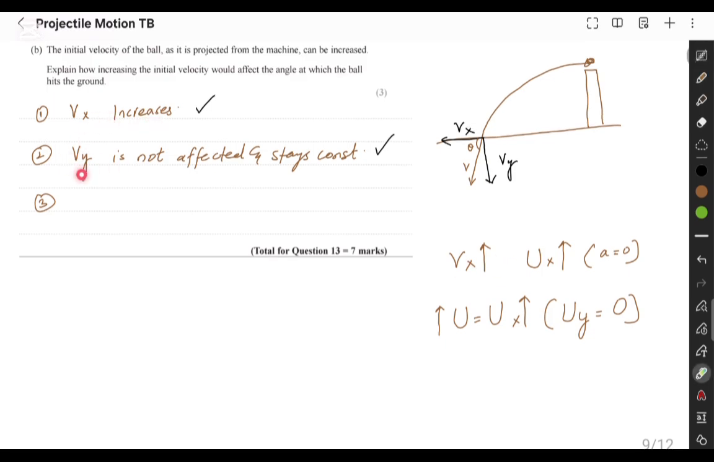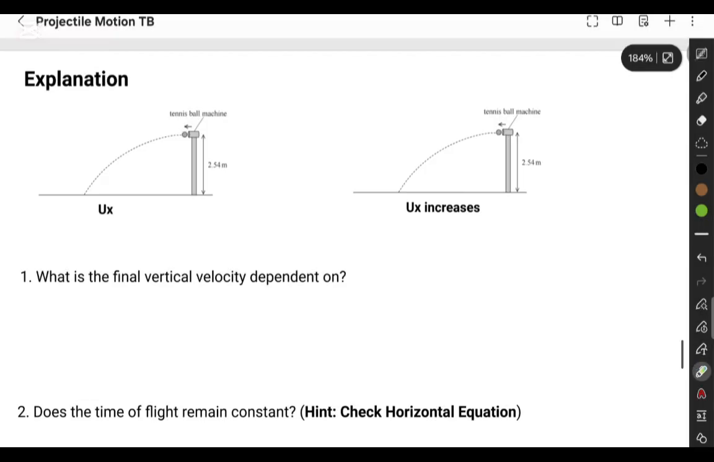Now let's talk about why Vy is not affected and stays constant. For this, I'm going to explain a little bit more in detail, because the mark scheme doesn't explain it too much, and you might wonder why the vertical velocity is increasing, decreasing, or constant. We're going to see that. Okay, so we have 2 situations. One where we have Ux and then the Ux increases.